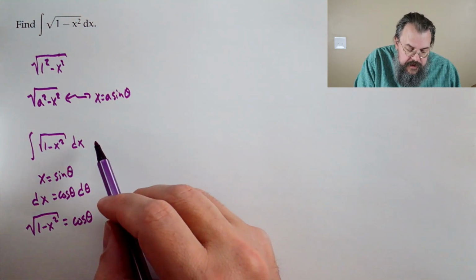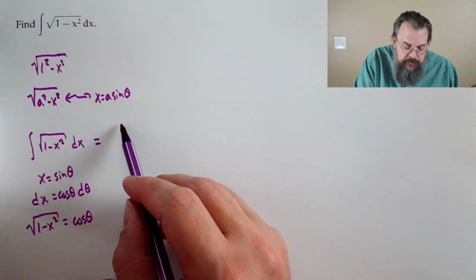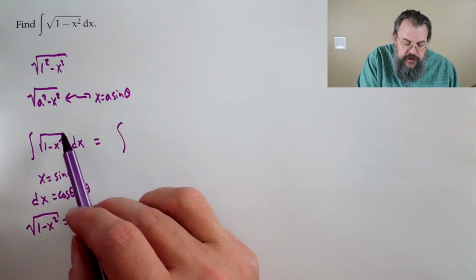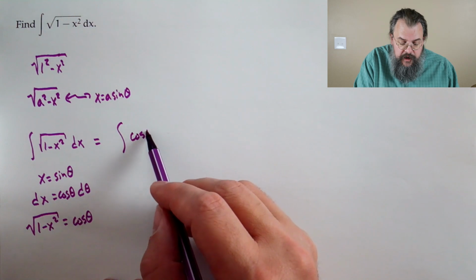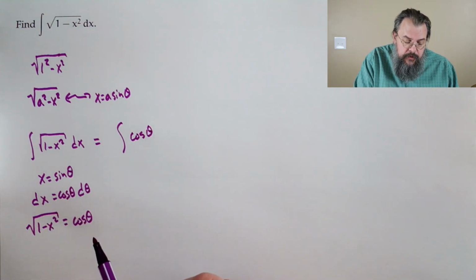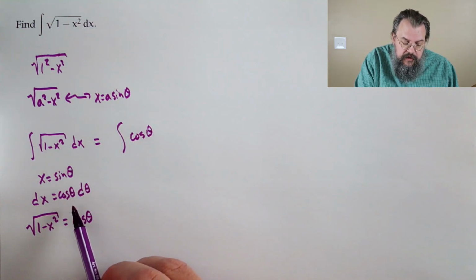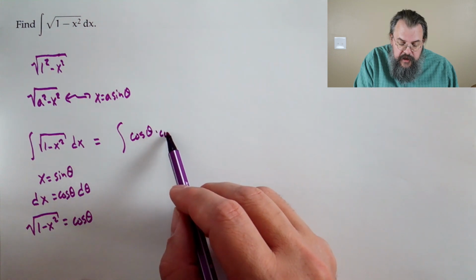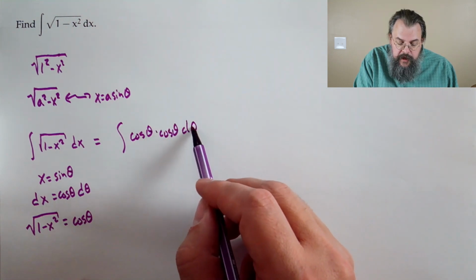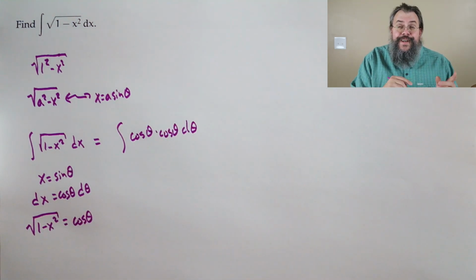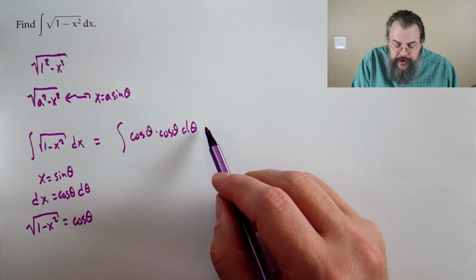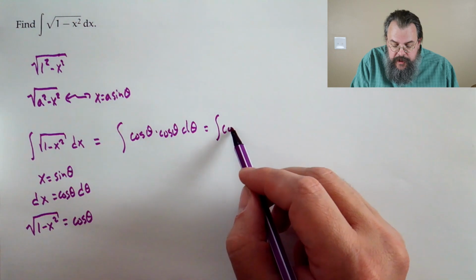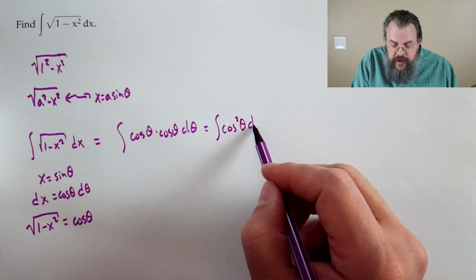So what we have is the following. We're going to get a cosine theta from the square root of 1 minus x squared. All right, and then what do we have? The dx is a cosine theta d theta. So we have cosine times cosine, also known as cosine squared. Now, the next thing is, how do we integrate cosine squared?